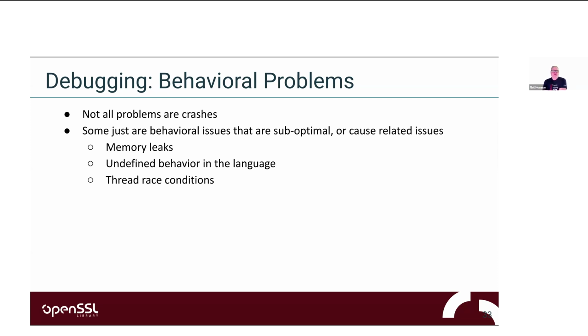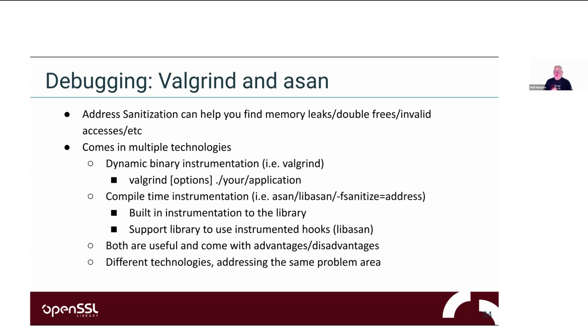Or you might have undefined behavior in the language. Weird overflows when you didn't expect overflows or things of that nature, or just simple thread race conditions, right? The variable that you knew was a certain value just a second ago magically changed and nobody changed it that you could see. We have tools to address this sort of stuff.